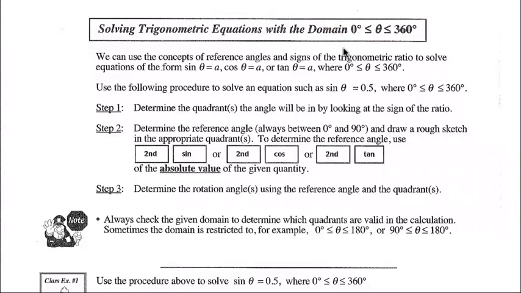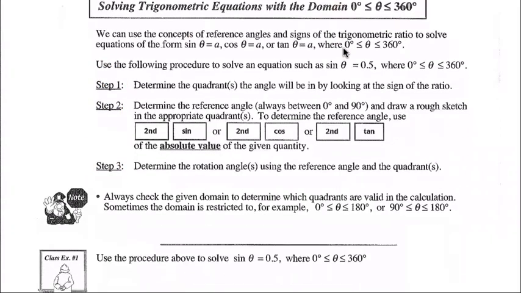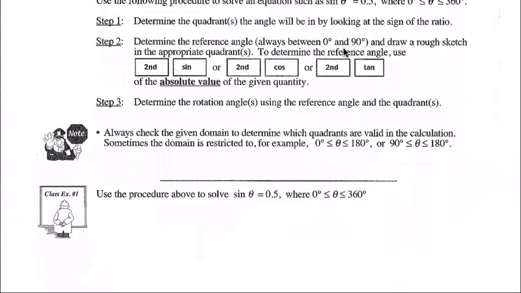It says we can use the concepts of reference angles and signs of the trigonometric ratios to solve equations of the form sine theta equals A, or cosine theta equals A, or tangent theta equals A, where theta is between 0 and 360. And basically these three steps need to be followed. As an example: if sine theta is 0.5, where are the two possible angles between 0 and 360? We're going to go through these steps specifically with example 1, but it's just introducing it here.